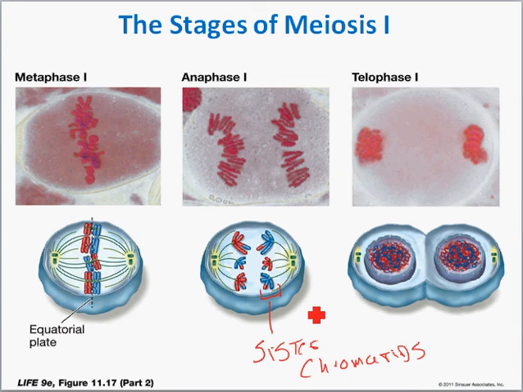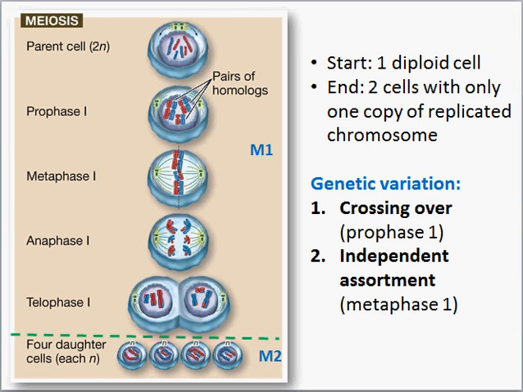Okay, that's what happens during anaphase. And then in telophase, the nuclear envelope reforms and the chromosomes relax and you don't see them anymore. And essentially that's the end of meiosis I.